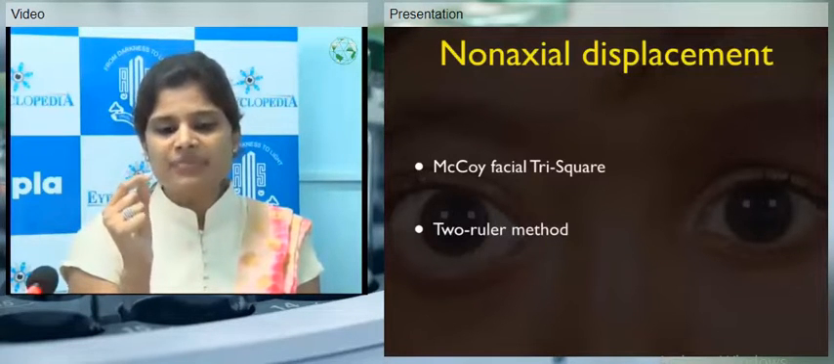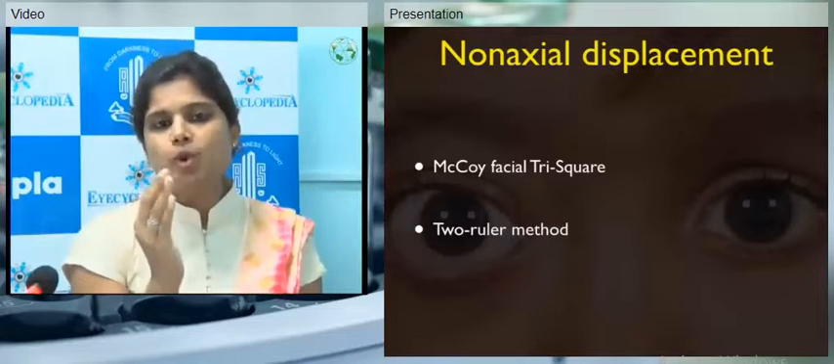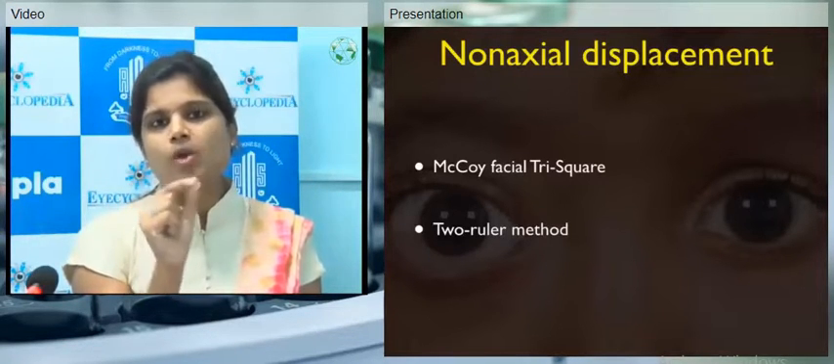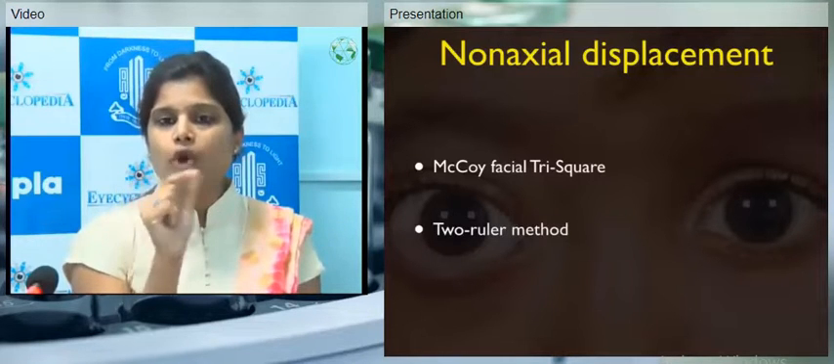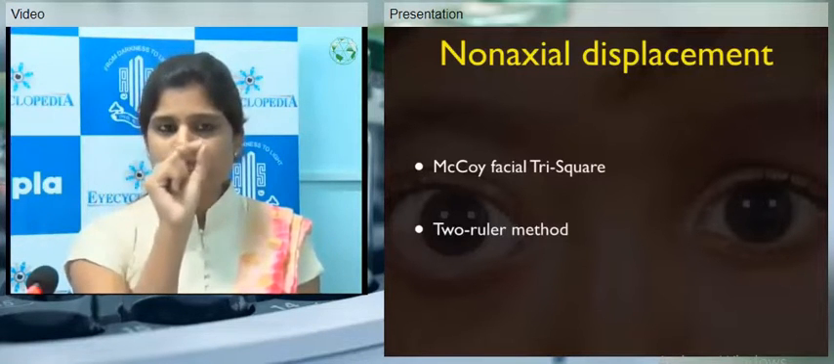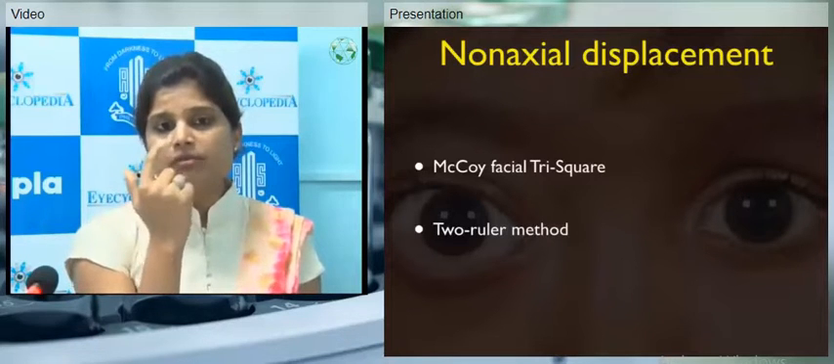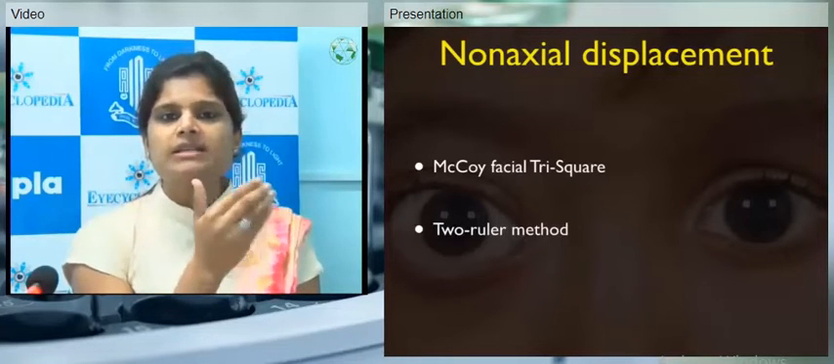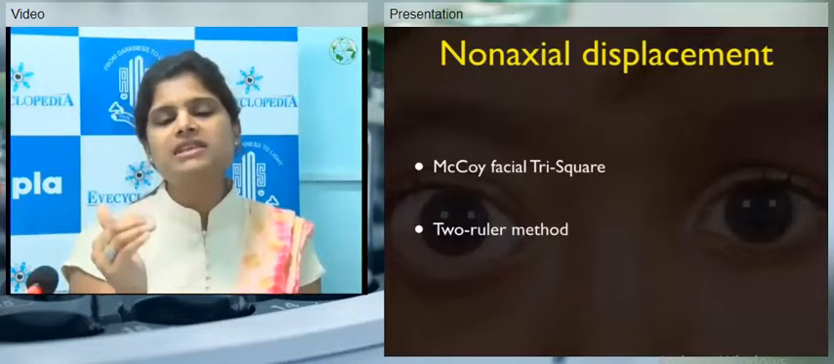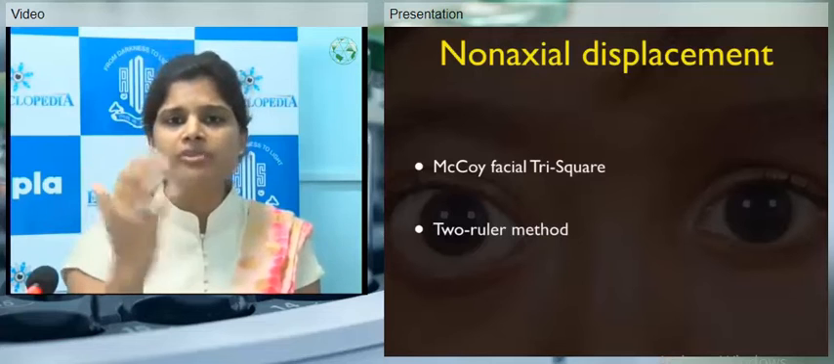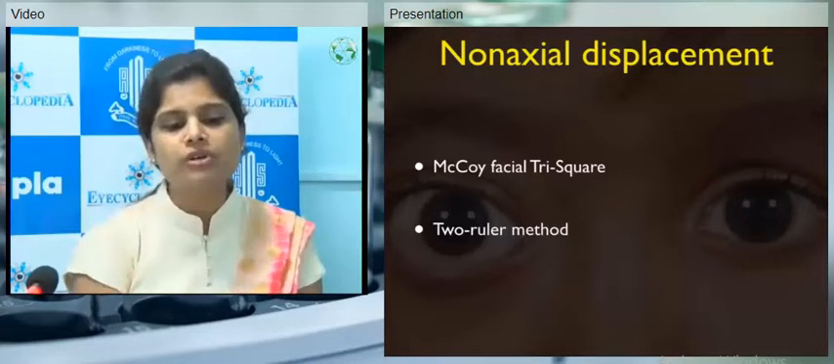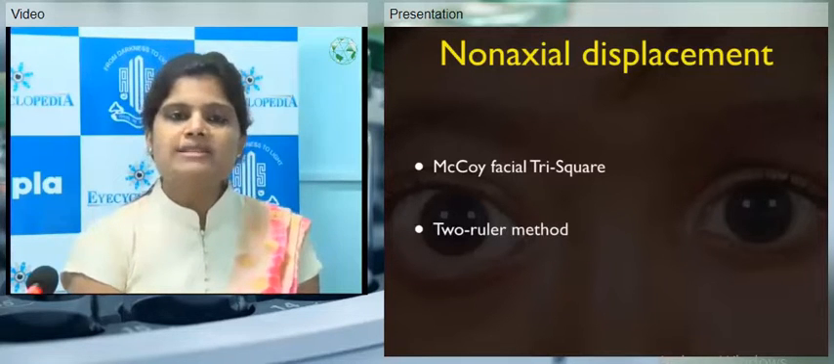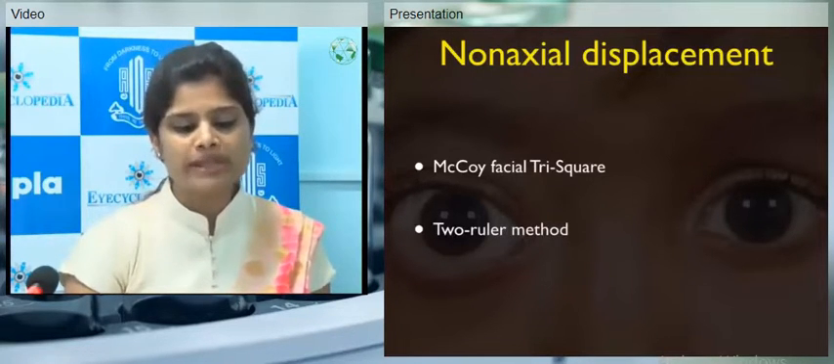And similarly, you again take a fixed bony reference point, and then see how much displacement there is from that area. For example, if on the right side it is about 5 millimeters and on the left side it is about 2 millimeters, then you know there is 3 millimeters of downward or upward displacement, depending on the position of the globe. So that is how you can measure non-axial displacement by the simple two ruler method.